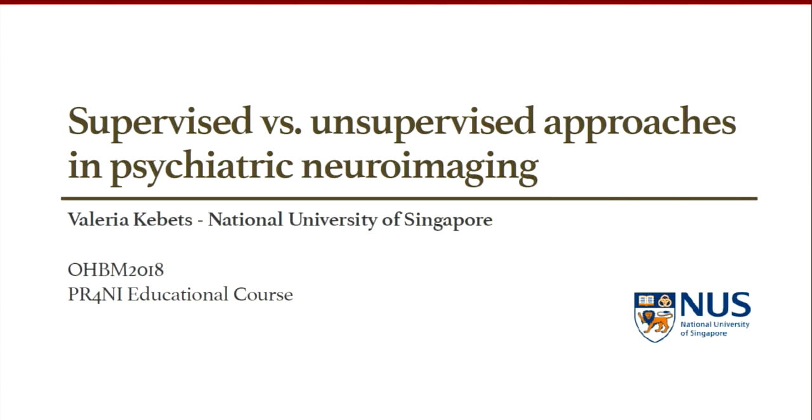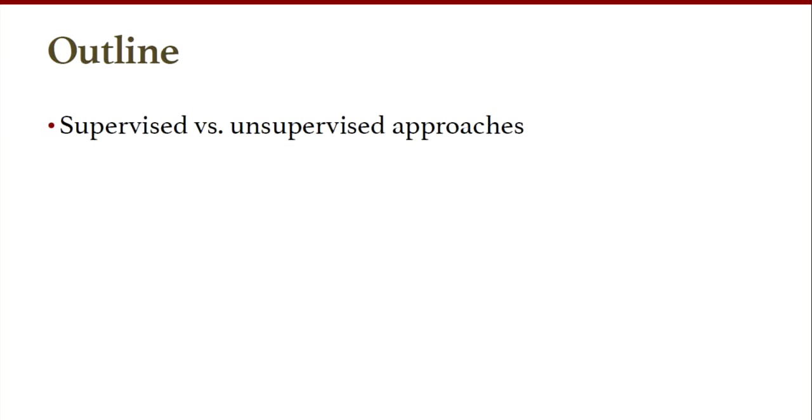So my title is very general, but actually I'm going to be talking about unsupervised approaches and how they can be useful in the field of psychiatric neuroimaging in particular. So first I'm going to start with explaining the difference between supervised and unsupervised approaches and how they can actually be used to answer different questions.